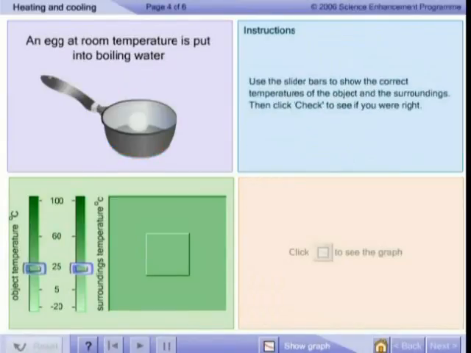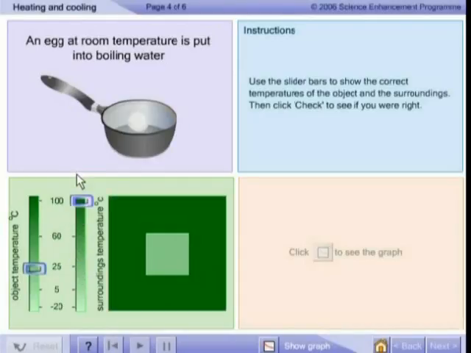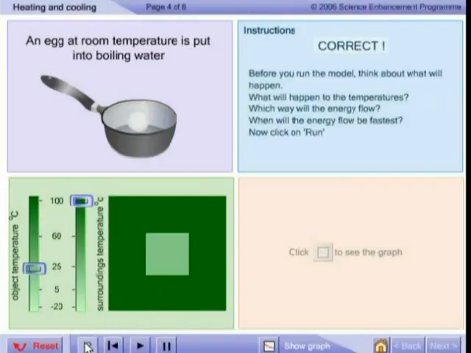Okay, this next one is an egg at room temperature put into boiling water. Now, let's do this slider thing first of all. The egg is at room temperature, so it's going to stay where it is, just below 25, 22, 20 degrees, something like that. But this time the surroundings is 100. Very hot. You can see the dark green there. Just check those temperatures are correct.